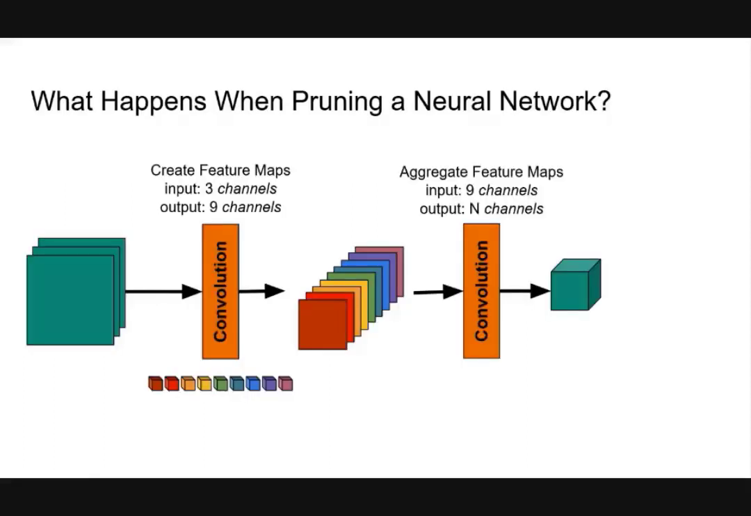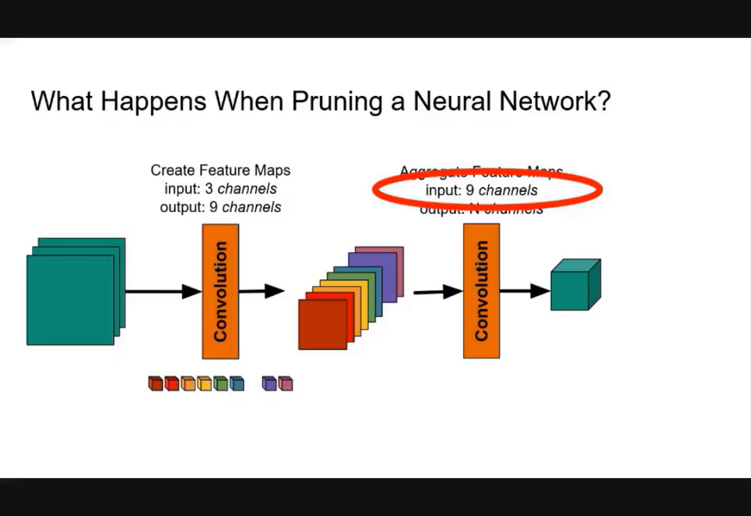Okay, so that's what we do. A little bit of a technical detail when you prune a network: a convolution produces a feature map, and those feature maps become the input to the next layer. So when you delete a kernel, instead of producing, in this case, 9 outputs, now we're only producing 8.